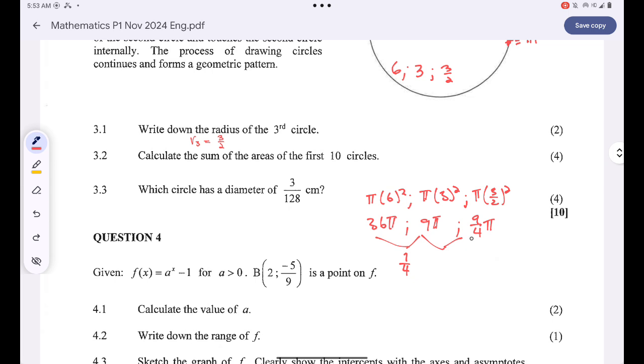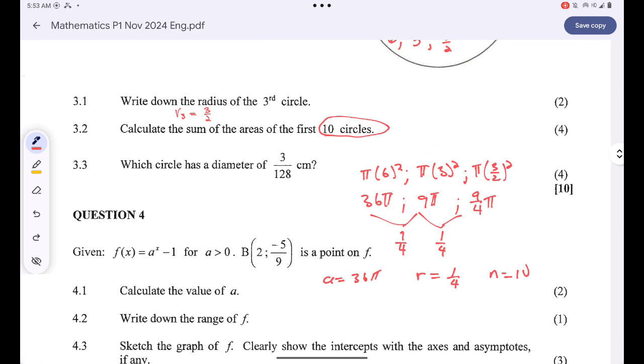That's 1 over 4. 9 over 4 divided by 9 will also get 1 over 4 as well. So A is 36 pi, r is just 1 over 4, and then n is equal to 10. I want to find the sum of areas of the first 10 circles.